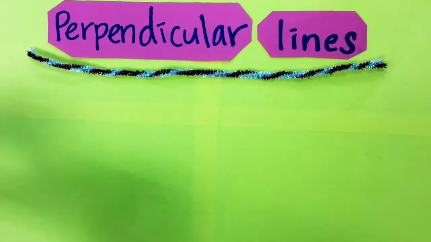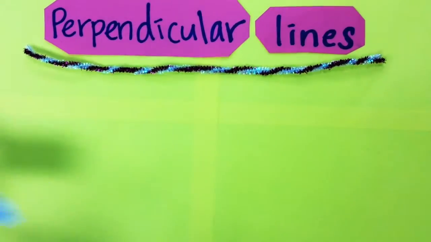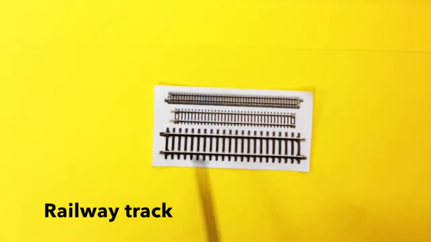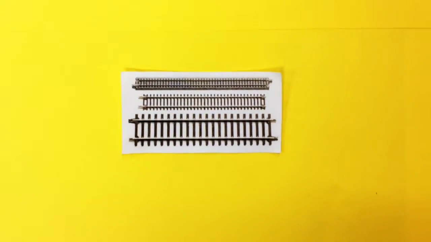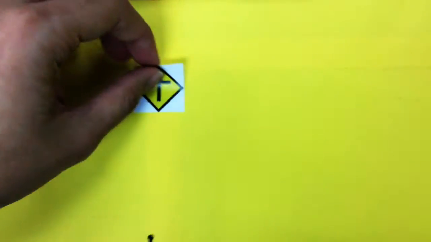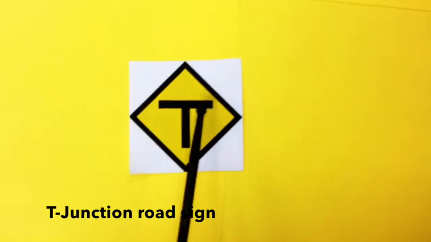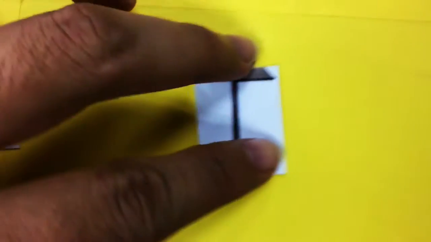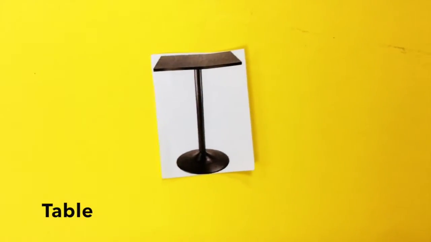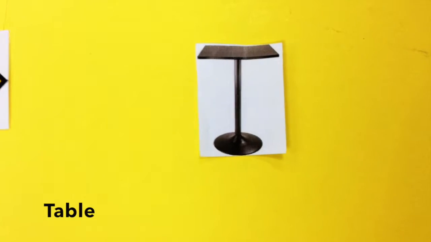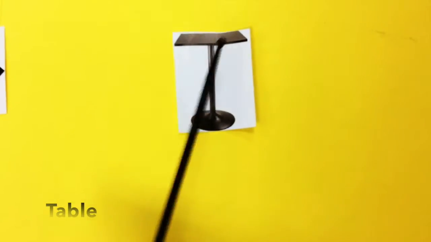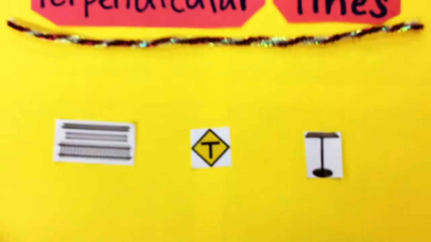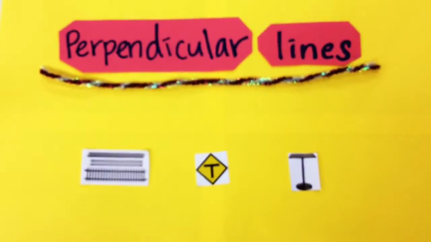So here are a few examples of perpendicular lines around us. The wooden tracks on a railway have hundreds of perpendicular lines in it. Not only that, the T-junction of a road sign also uses a perpendicular line. Even this image of a table also has a perpendicular line in it. Do you see where the perpendicular line is? Yes, that's right. It's over here. These two lines. So what do you think? Are there any other perpendicular lines that you can see around you?